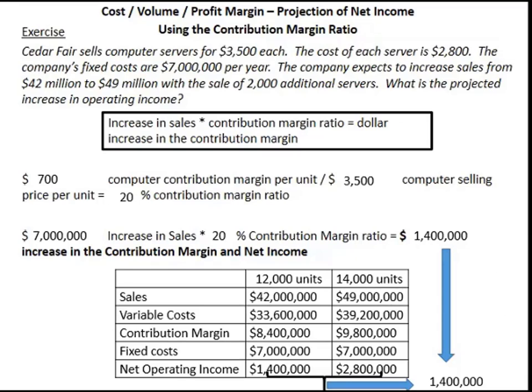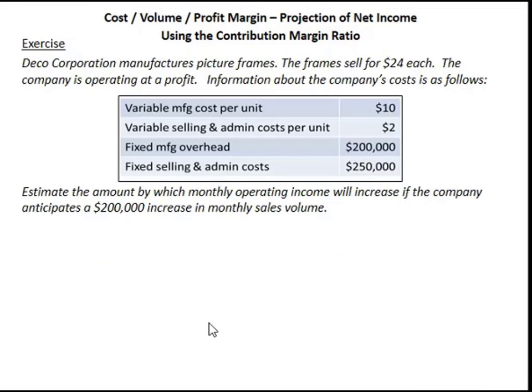changes in contribution margin. Deco Corporation manufactures picture frames. The frames sell for $24 each. The company is operating at a profit. Information about the company's cost is as follows. We have $10 variable manufacturing cost per unit. We also have some selling and administrative expenses, which are also variable. Then we have fixed manufacturing overhead and fixed selling and administrative costs.